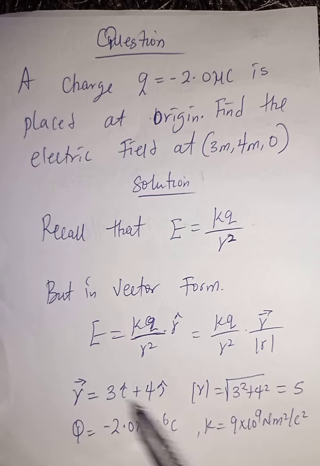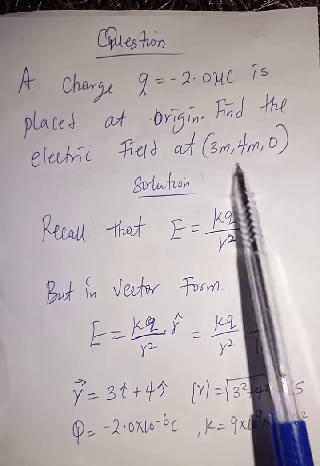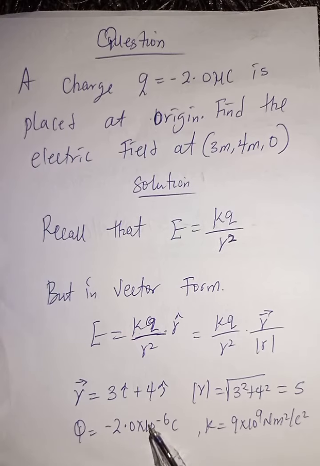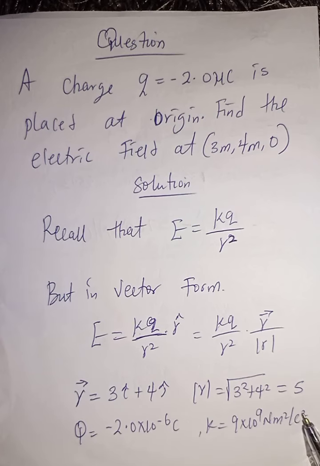If you solve for the magnitude of this, you are going to have the square root of 3 square plus 4 square. You have 5 as your answer. Remember, the displacements are in meters. Then Q is minus 2.0 times 10 to the power minus 6 coulomb. If you move from microcoulomb to coulomb, you are going to have this. Micro means 10 to the power minus 6. Then k is 9 times 10 to the power 9 newton meters square per coulomb square. Now, let's substitute to see what we're going to have.